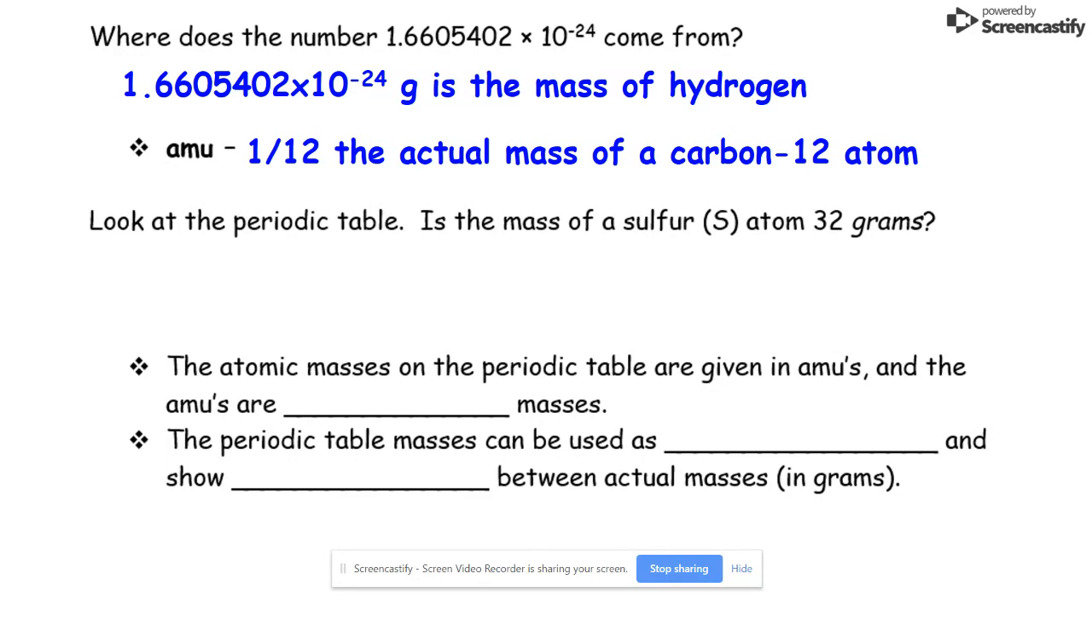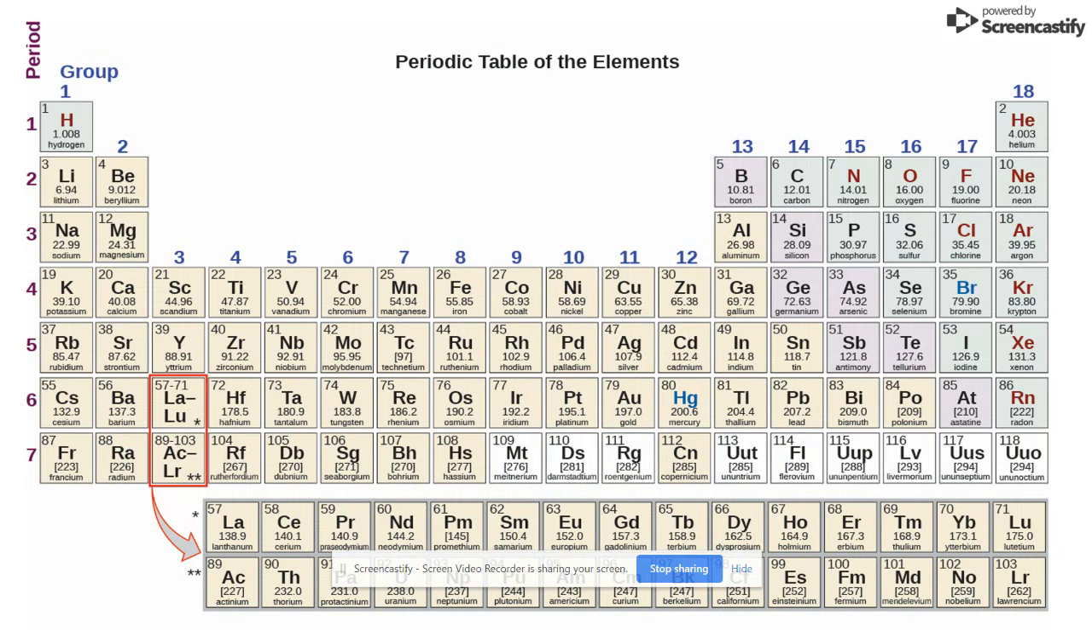And so now as we look at the periodic table, is the mass of sulfur, or a sulfur atom, actually 32 grams? And so let's pull up our periodic table and notice sulfur down here with the atomic number of 16 has the mass of 32.06. And so this 32.06 doesn't actually represent the mass of a single atom. It represents the mass of a mole of sulfur. Now, moles are something we're going to talk about later on.